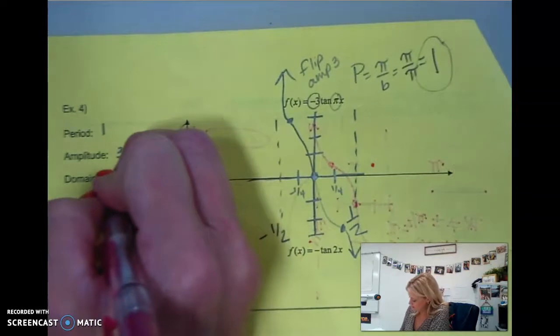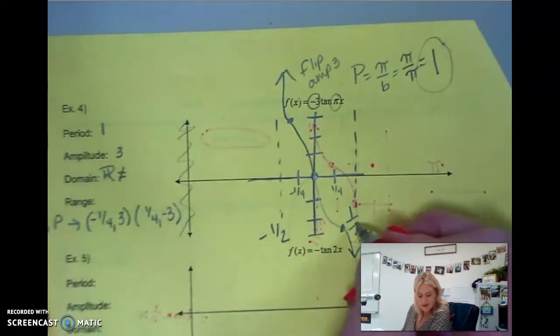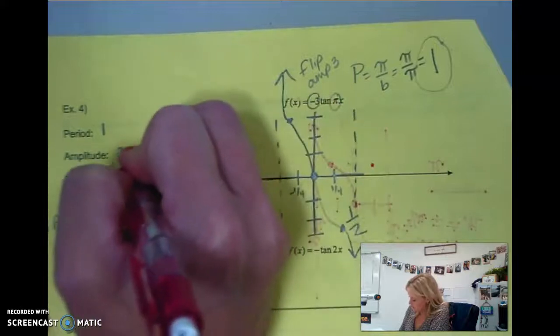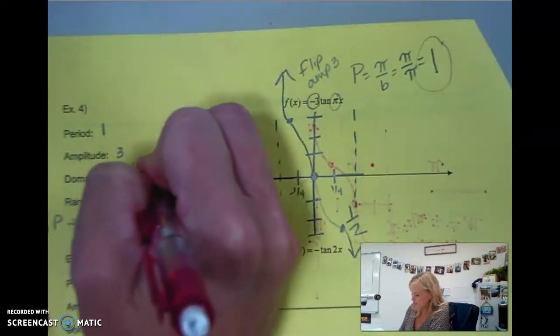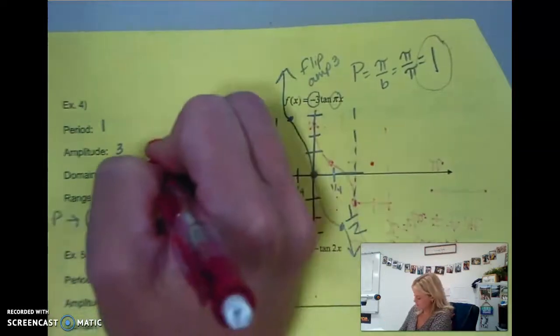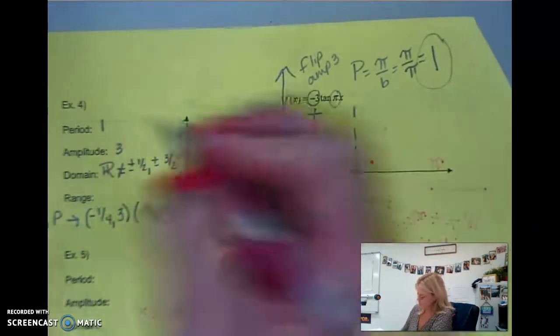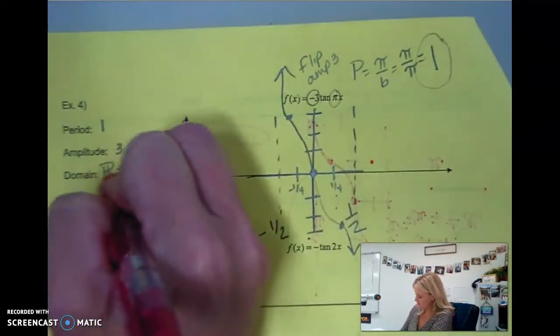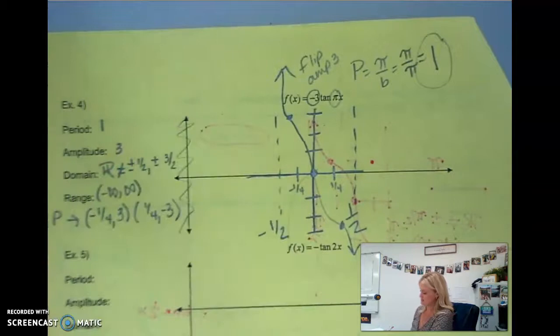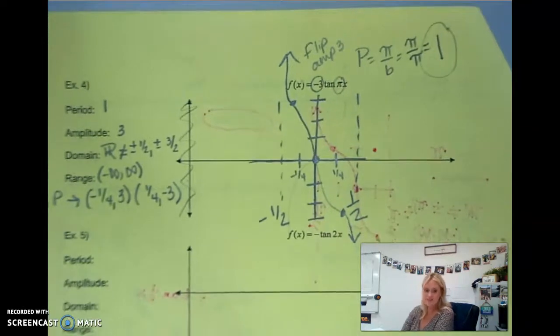My domain now is a set of all real numbers except for halves. So plus or minus 1/2, a whole period after that would be plus or minus 3 halves, and so on. And my range is from negative infinity to positive infinity. Okay? See if you can finish the rest of them on your own.